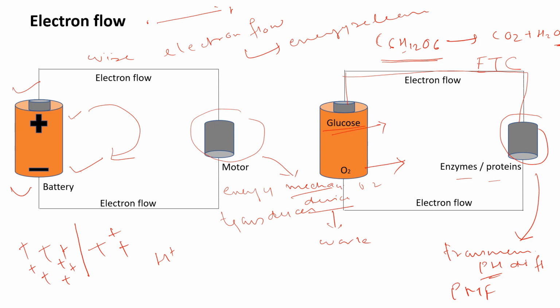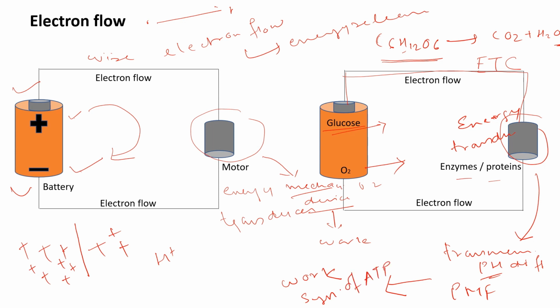Clear? The energy transducers, that means the enzymes or any protein, will use this energy to form a proton motive force, or to generate a proton motive force. This proton motive force will then be used to perform any work. The work performed is synthesis of ATP.